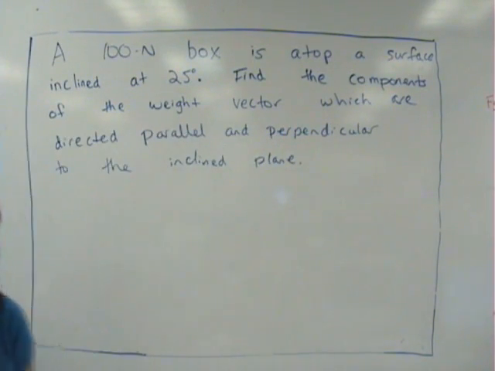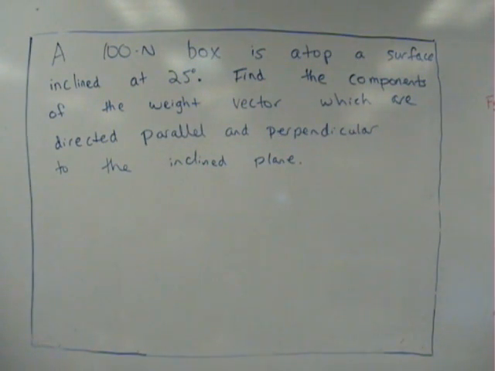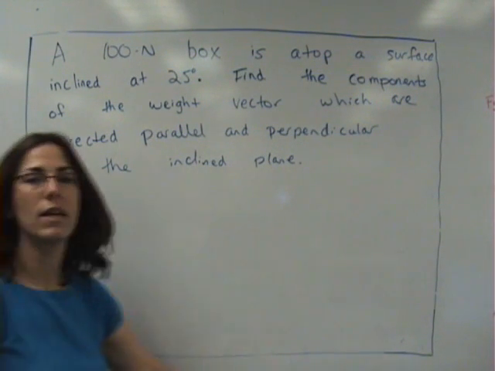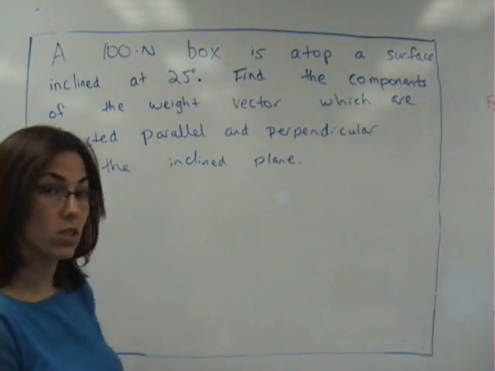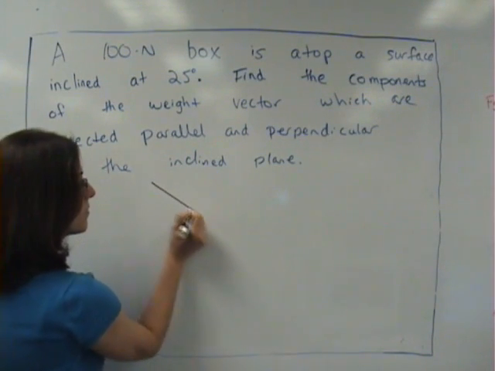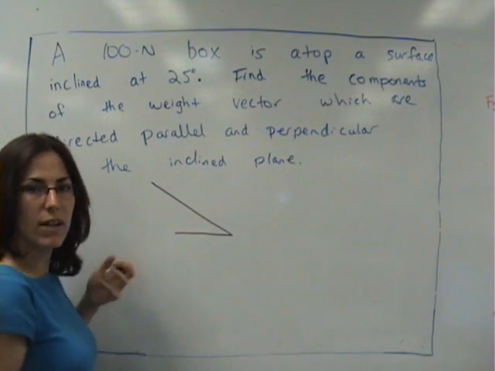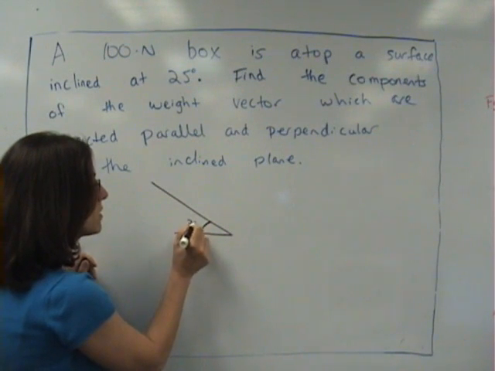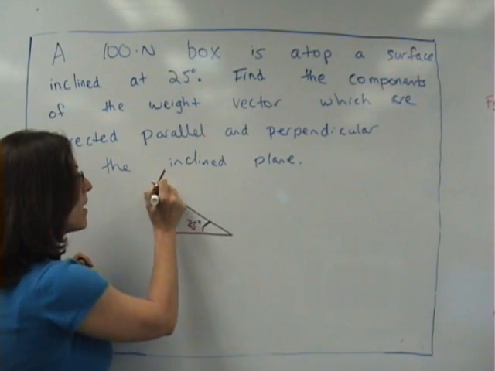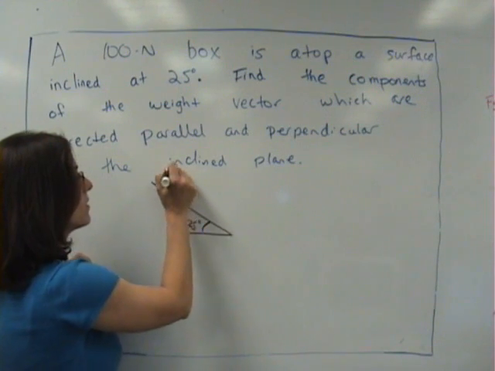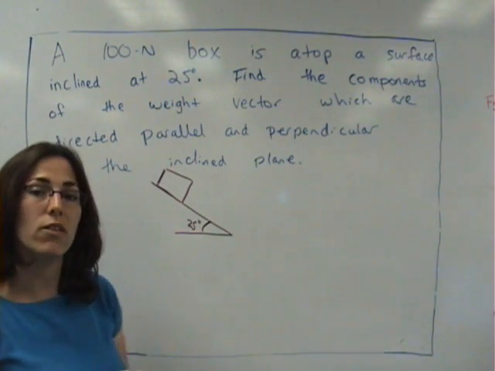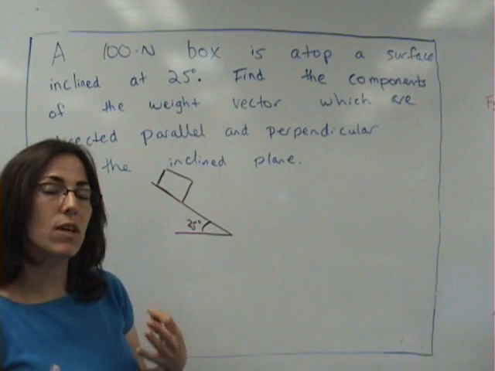Here's this specific problem. It says, a 100 Newton box is atop a surface inclined at 25 degrees. Find the components of the weight vector which are directed parallel and perpendicular to the inclined plane. In other words, the situation is that we have a surface at an angle, something like that. In fact, it says the surface is inclined at 25 degrees. And we have a box sitting on top of that surface. And the box has a weight of 100 newtons. And we're looking for the components of gravity.